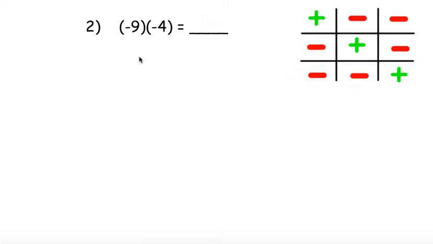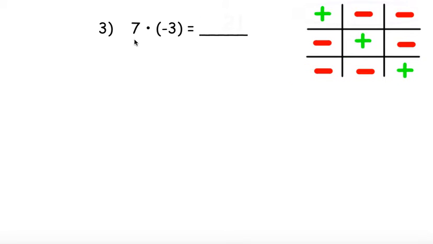Okay, let's look at this one. Now if you take a look here, we have parentheses, but just because there's no multiplication sign, there's actually an imaginary one. So this really says negative 9 times negative 4. We know 9 times 4 is 36, and if we take a look at our tic-tac-toe chart, a negative times a negative is a positive.